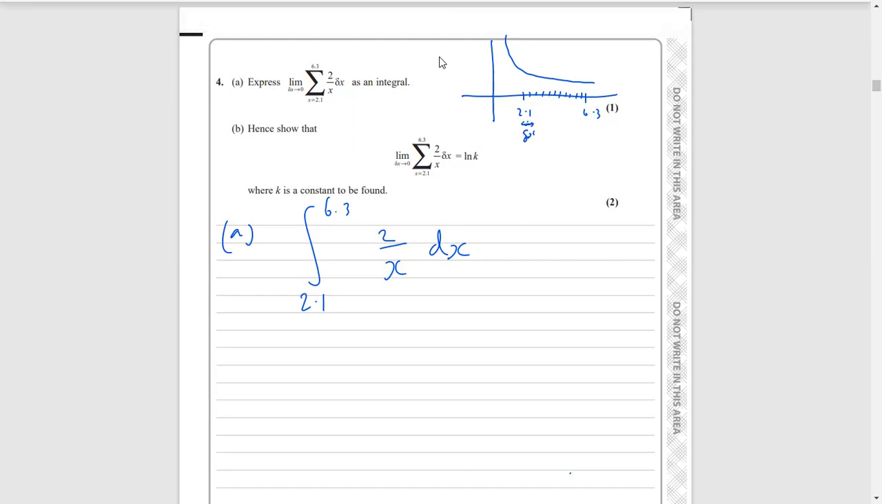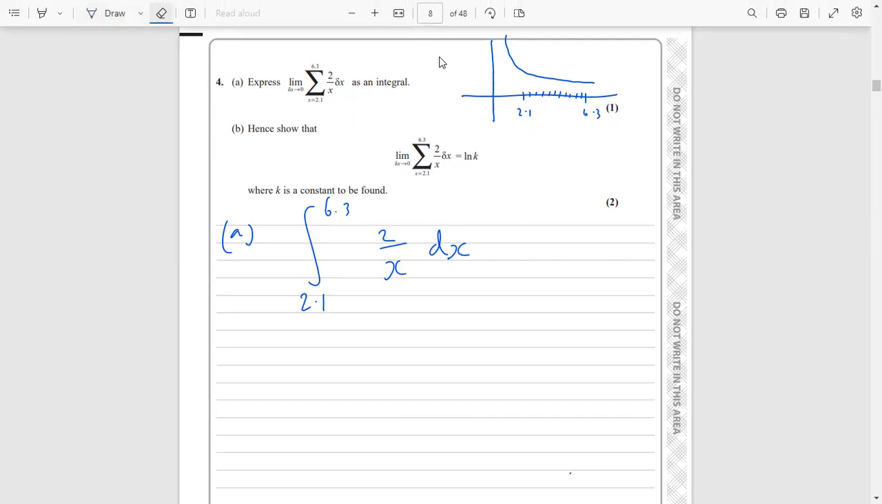Let me try and do this a bit neater because I want to be clear with this. Each one of these gaps is supposed to be a base of delta x. So you're doing delta x times your function, which means you're basically adding up the areas of these rectangles. And the integral is basically the area under a curve. So the limit of this sum is going to be the integral. That is the reason why an integral is basically a sum. So that's part A of the question done.